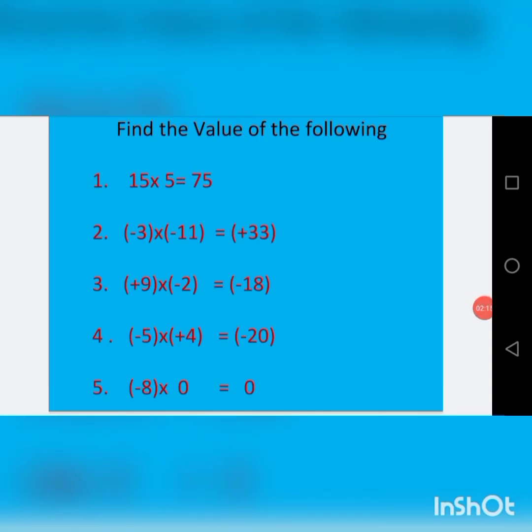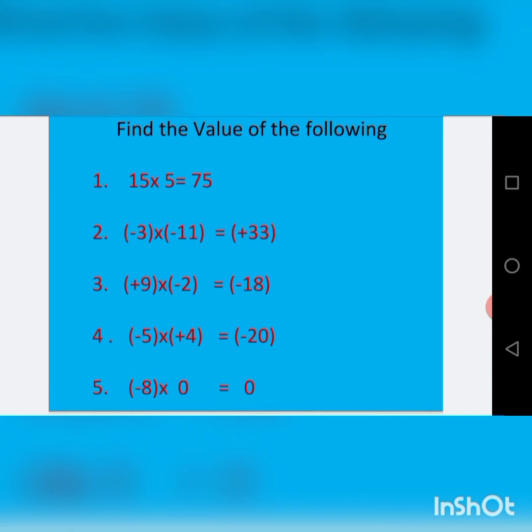Now let us look at the example sums. Find the value of the following. The first example has both positive integers. 15 and 5 are positive integers. If we multiply these two integers, we will get plus 75 as the answer. The answer is plus 75. There is no need to put plus before the positive integer. It is understood that it is a positive integer, so no need to represent the sign.